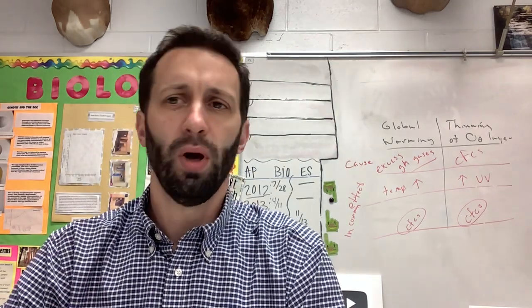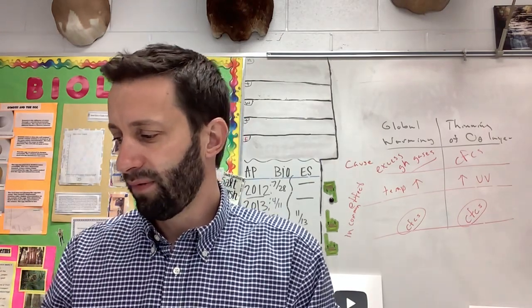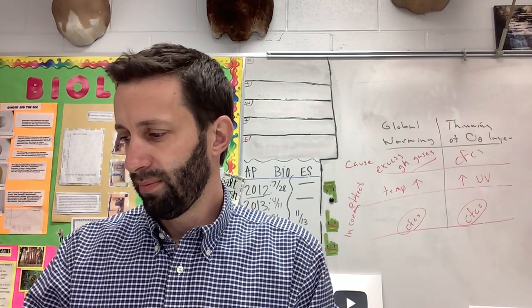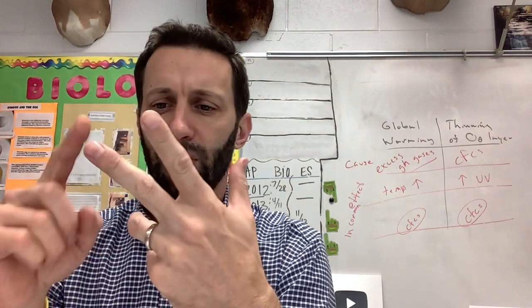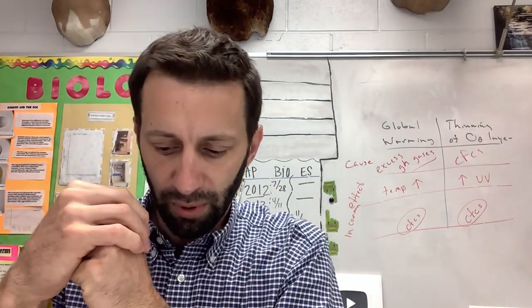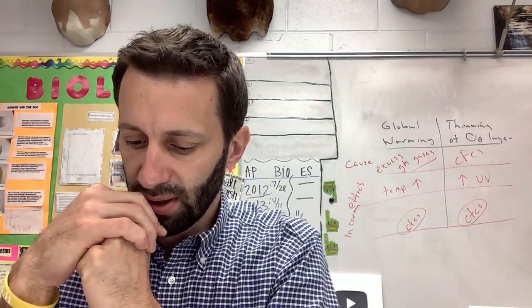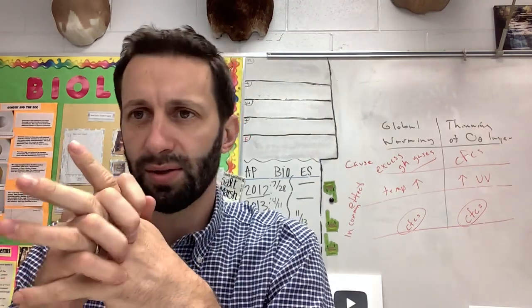Now, what are our probably three main greenhouse gases that affect the temperature of life on Earth? Water vapor, carbon dioxide, methane. Now, it lists a couple others here in your book, nitrous oxide and chlorofluorocarbons, and we're going to get into those. So those are also considered greenhouse gases.